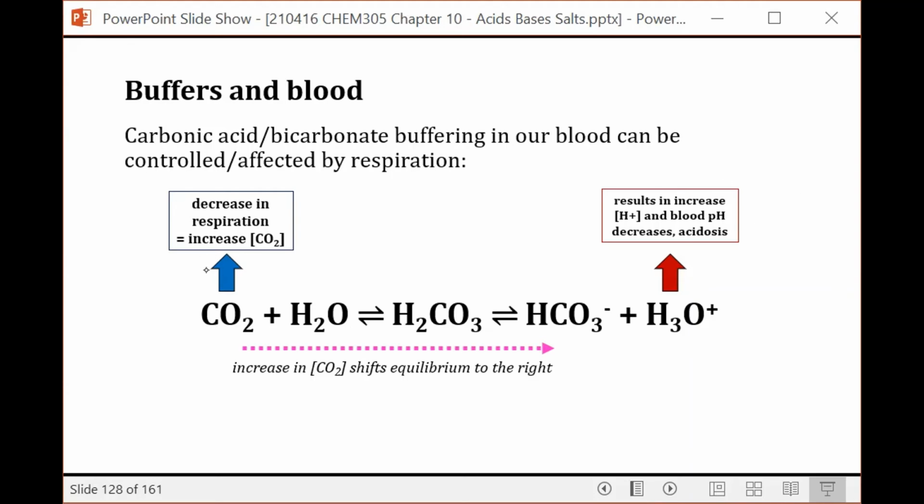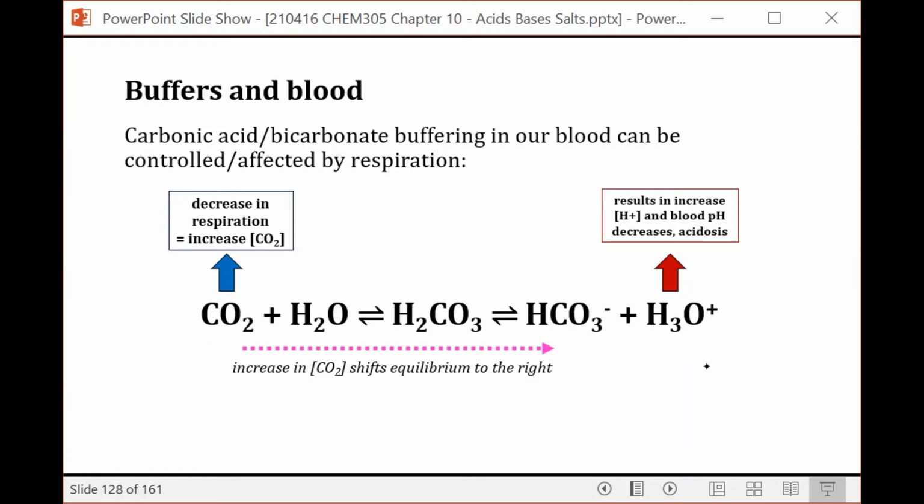So CO2 concentration and H3O+ concentration always move in the same direction. If CO2 goes up, then hydronium ion concentration goes up, which means pH goes down. If hydronium ion concentration goes down, then CO2 will go down.